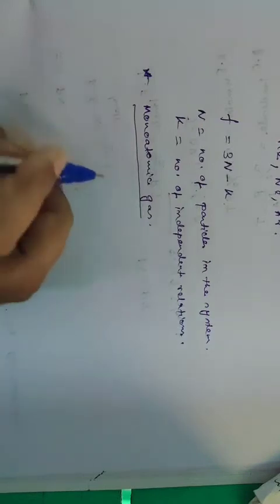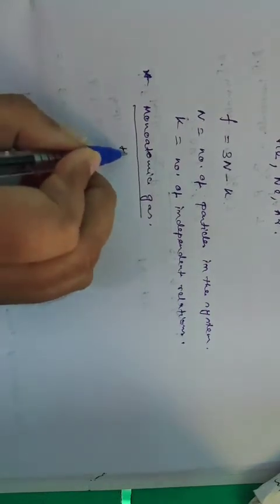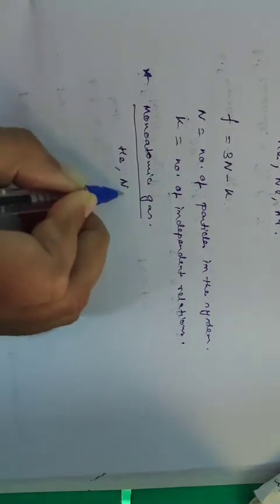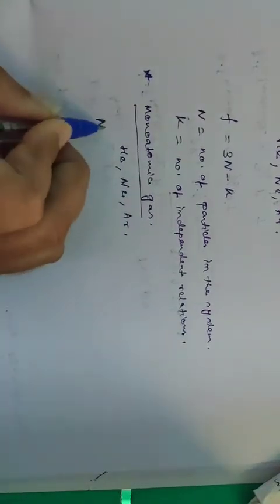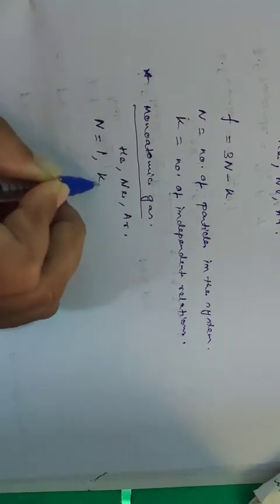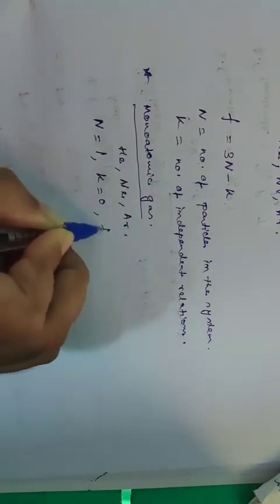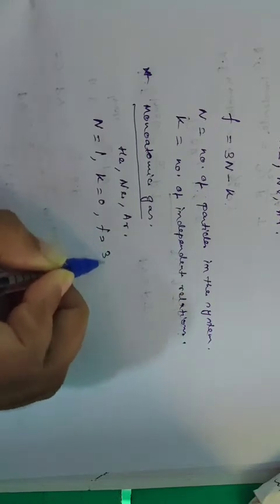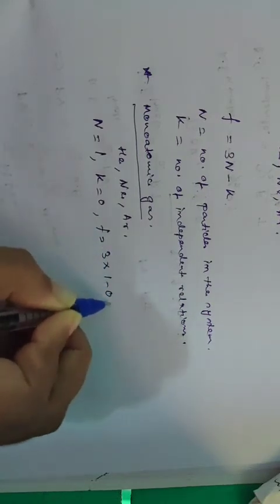Now for monoatomic gas, suppose the monoatomic gases are helium, neon, argon. So here n, that is the number of particles in the system, is 1, and the relation between them is 0. So f, the number of degrees of freedom, will be 3 into 1 minus 0, that will be 3.